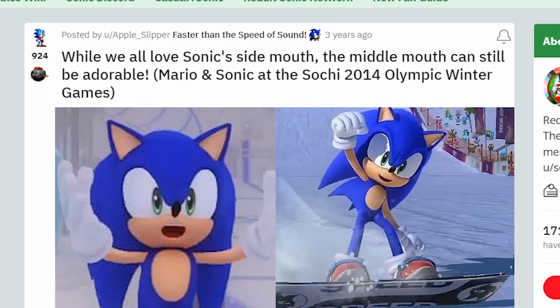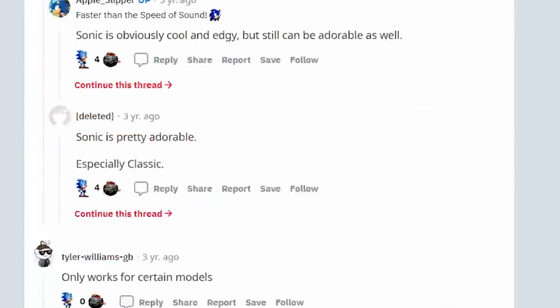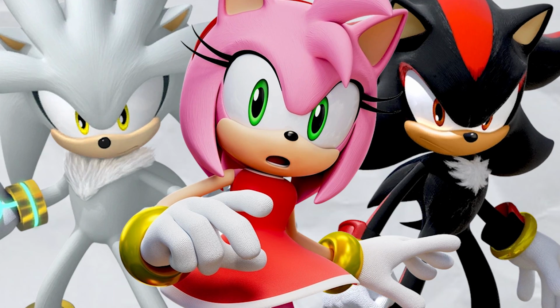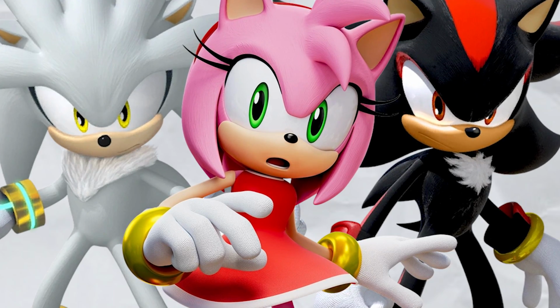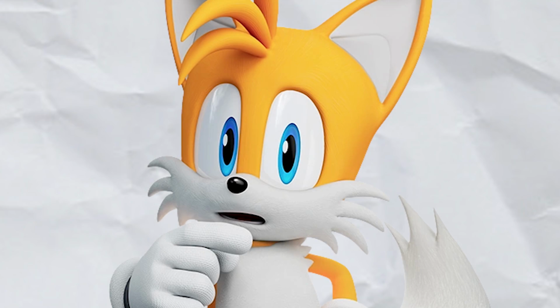This strange inconsistency started much discourse among the Sonic the Hedgehog community, debating on which was better, middle mouth or side mouth Sonic. And like I said, there are other characters in this franchise who also have the same dilemma, like Amy Rose, Shadow, Silver, but characters like Tails are kind of always having a middle mouth.